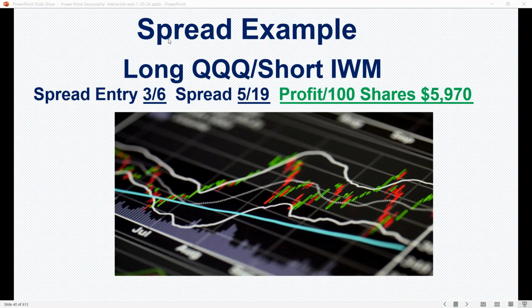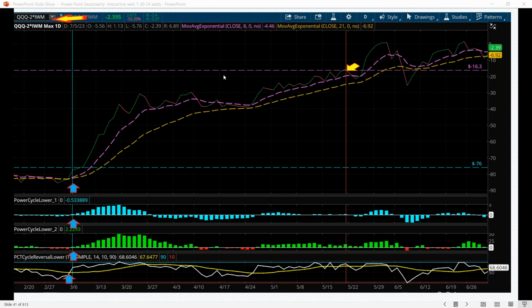Now here's just an example of a spread. This would be going long QQQ, short the Russell 2000. This was based on the cycle model momentum entry on the 6th of March, out on the 19th of May, and profit per 100 shares. So this will show you how this works if you're doing spreads. This is making what we call a dollar equivalent.